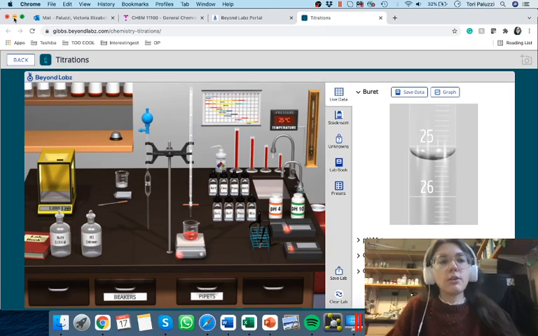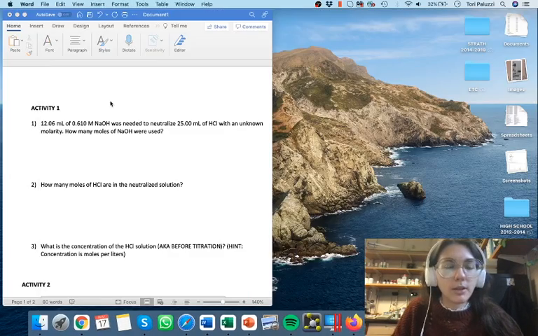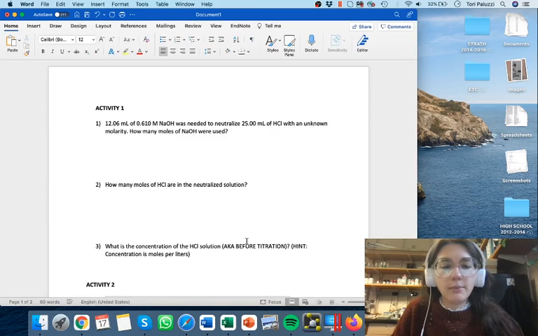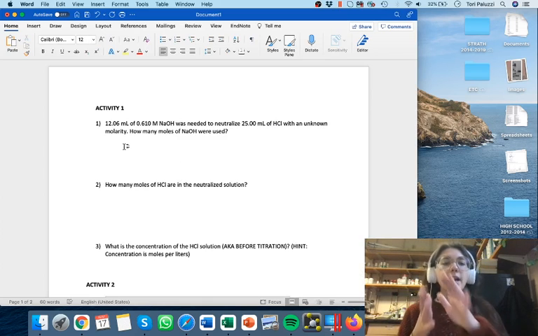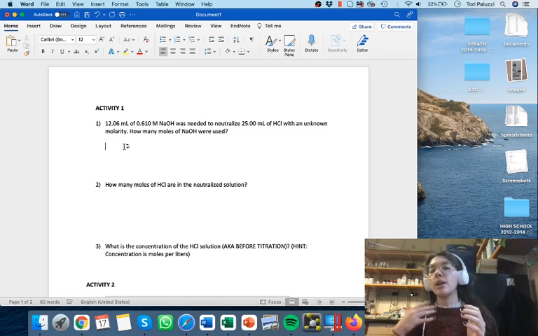And now I'm just going to go a little bit into some of the calculation stuff. So I've made up a calculation to help. Hopefully that's going to overall give you a bit of an idea here. So the first thing is one of them says that you're going to be using 12.06 milliliters of a certain concentration of sodium hydroxide. And so what you're going to need to do is neutralize that with some unknown molarity. So in this case, it says I've neutralized it with 25 milliliters of hydrochloric acid.